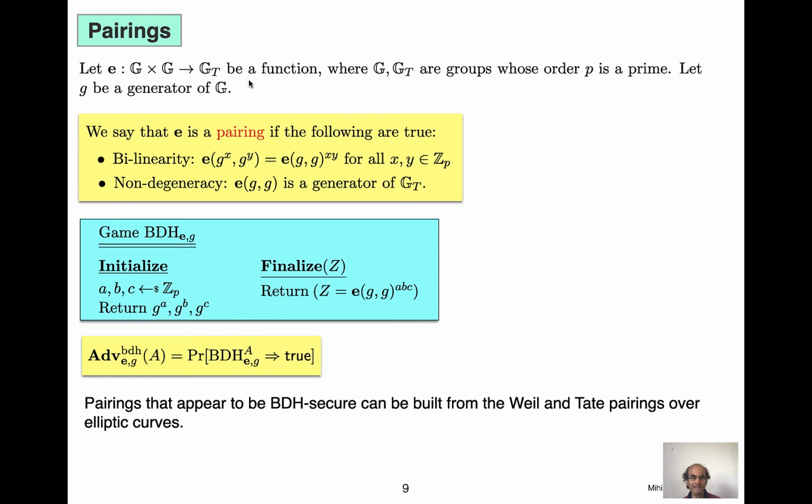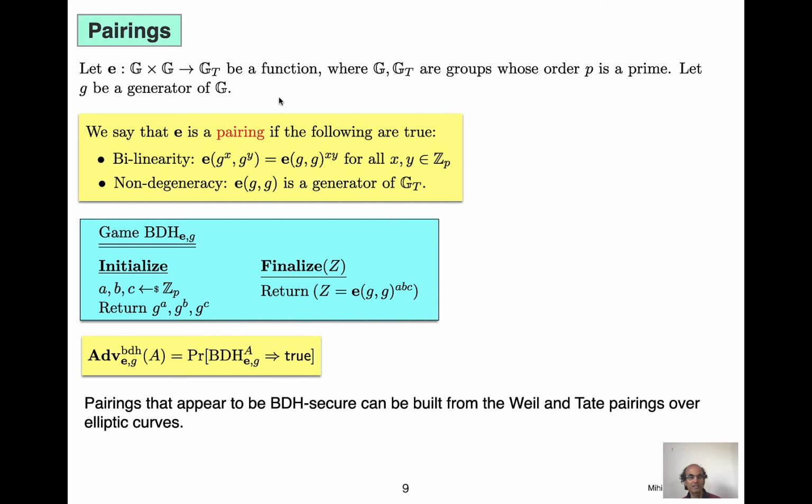So we discussed this a little in our studies of computational number theory and signatures, but let's recall that a pairing is a map or function with two inputs and one output. The inputs are both from a group G, and the output is another group called the target group and denoted G sub T. The groups both have the same order, which is assumed to be a prime number.